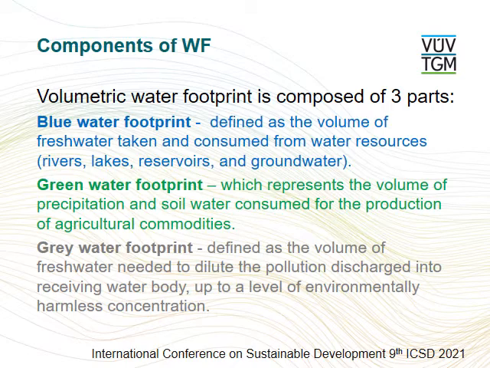Green water footprint represents the volume, typically precipitation, but it is the volume of water in the soil moisture. Typically, it is consumed by agricultural commodities, respectively crops. Grey water footprint is defined as the volume of fresh water needed to dilute pollution discharged into a receiving water body up to a level of environmentally harmless concentration. It's a qualitative indicator, instead of blue and green water, which are quantitative indicators.